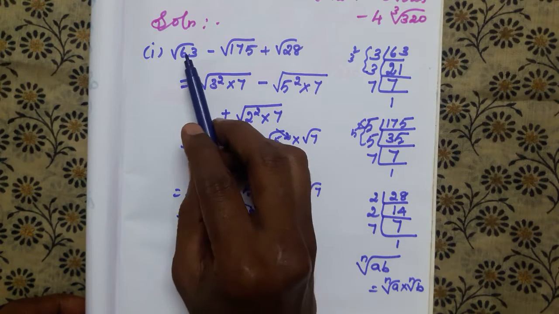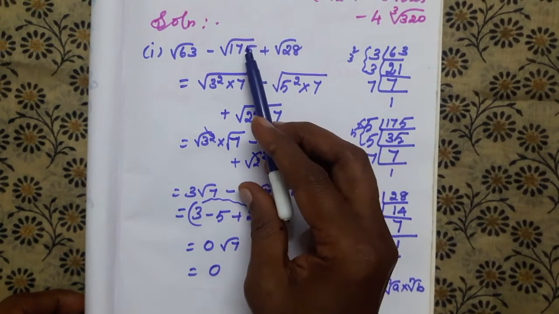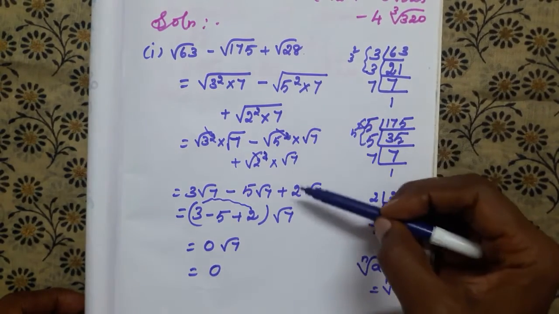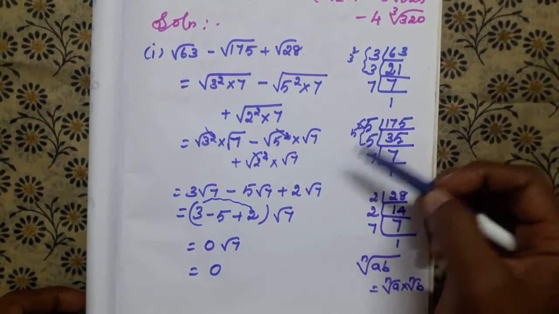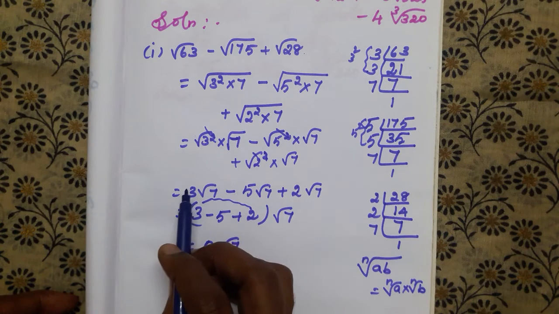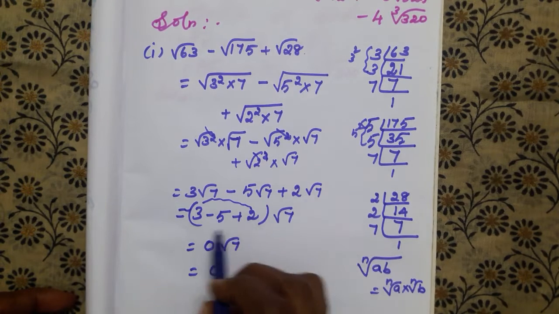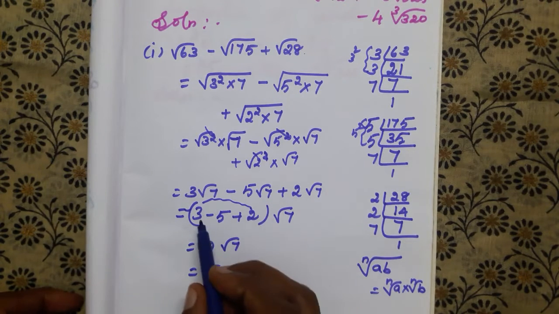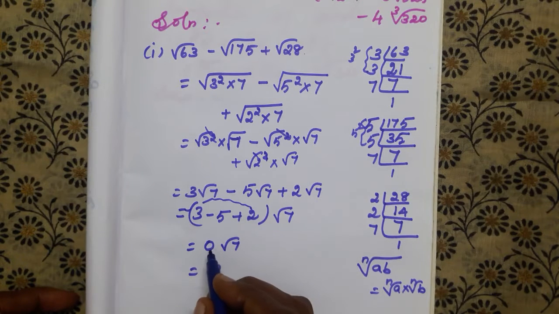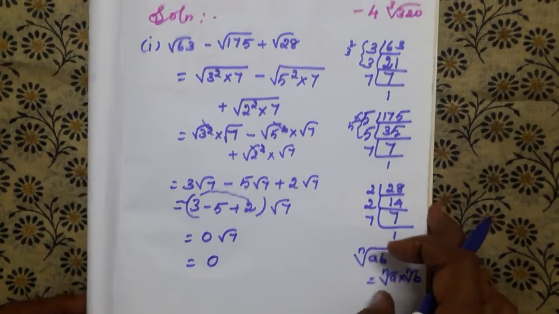Here we are getting root 63 is equal to 3 root 7. Root 175 is equal to 5 root 7. Root 28 is equal to 2 root 7. We have to write the coefficient first. 3 minus 5 plus 2 into root 7 is equal to 3 plus 2, 5. 5 minus 5 is equal to 0 root 7. 0 root 7 is equal to 0.